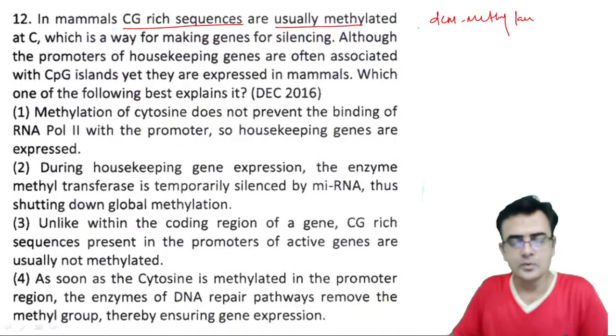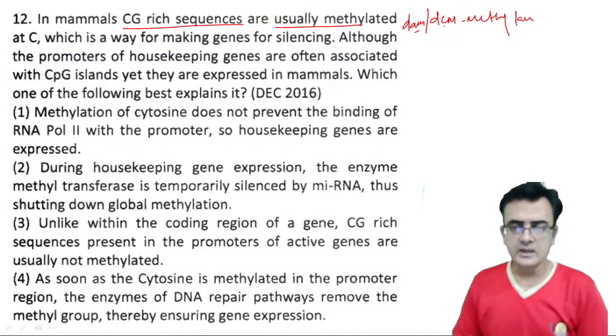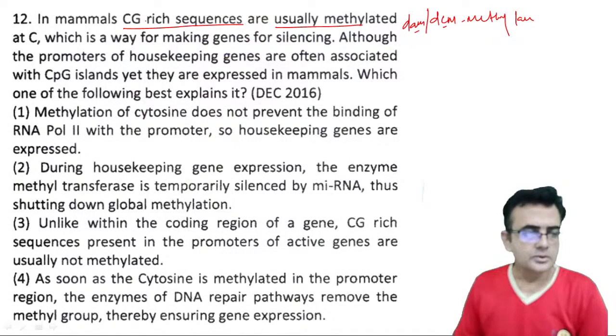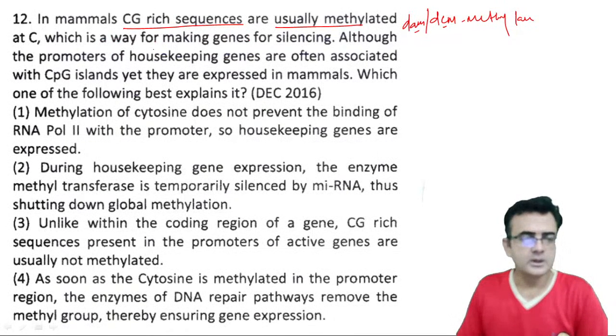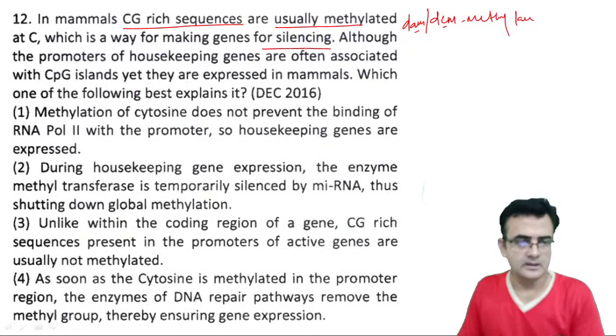DAM and DCM, two methylases are there, right? Here I am writing DAM also. So they modify at the adenine, and here the cytosine. So they are talking about DCM, which is a way of making gene silencing. Yes, this is one of the tools for making genes silenced.